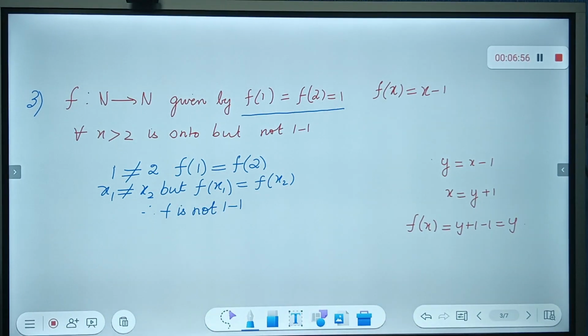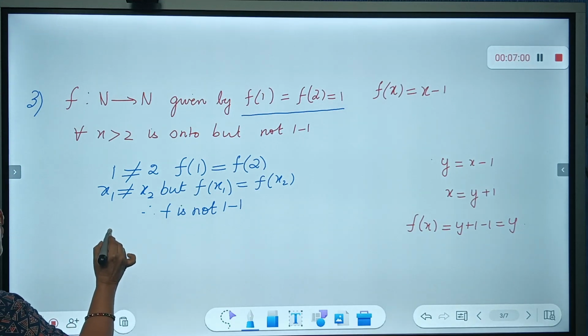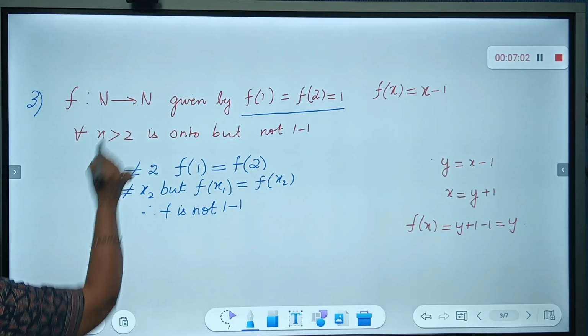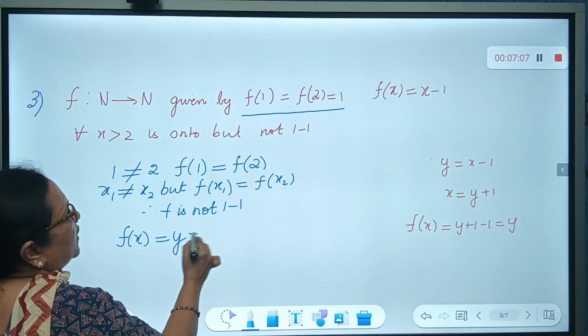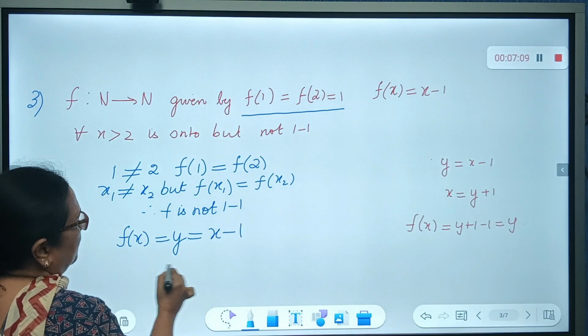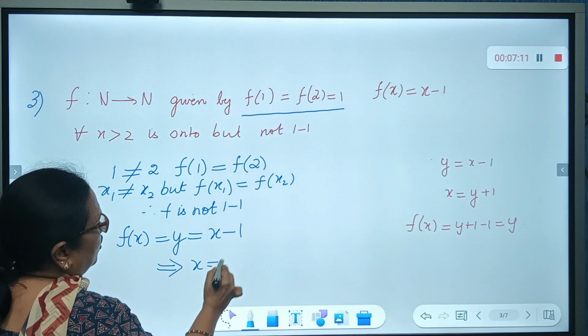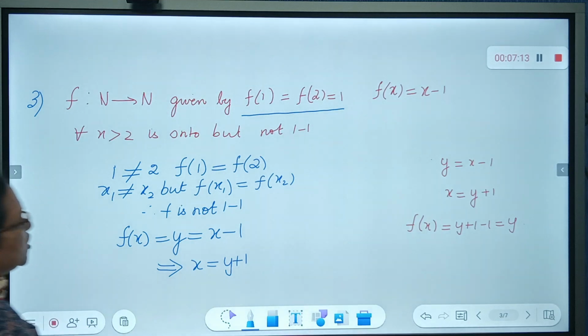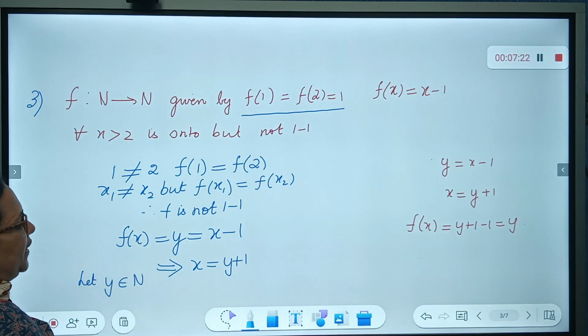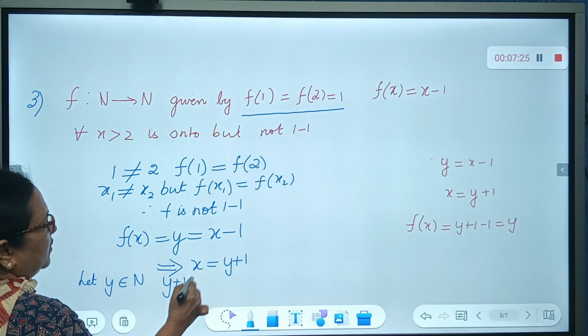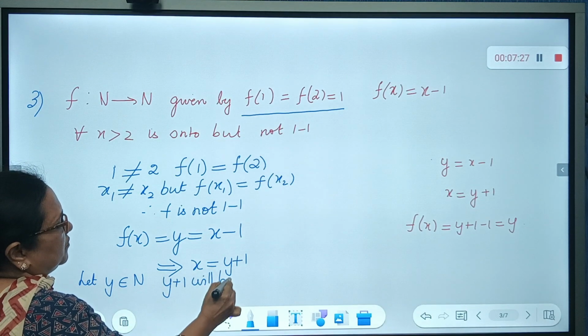Now, why is it onto? They have asked you to prove it is onto. So, what is your f of x? f is from N to N. f of x, or y, is equal to x minus 1, which implies x equals y plus 1. So, given y, let y belong to N. What is its pre-image? y plus 1 will be its pre-image.